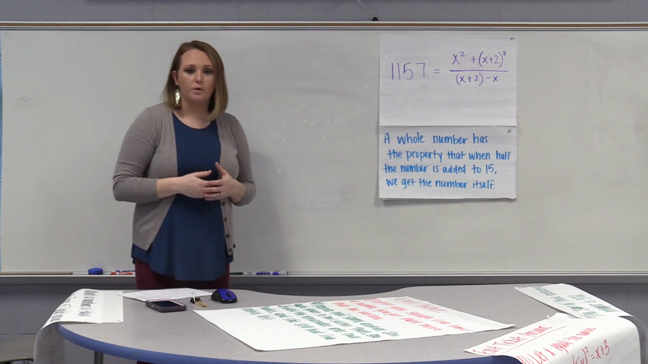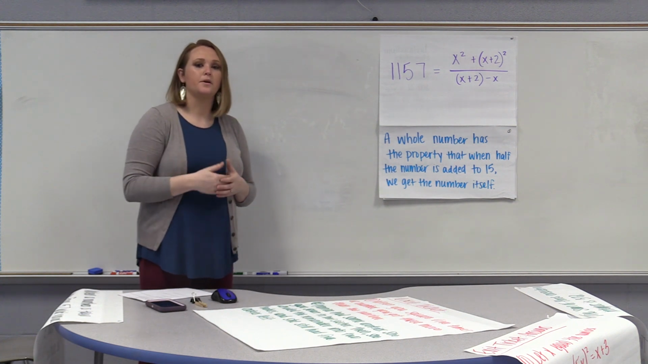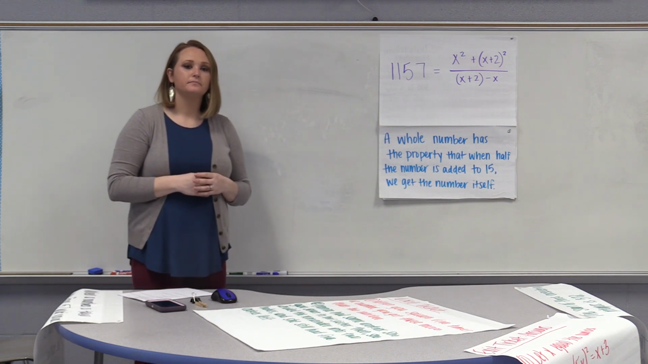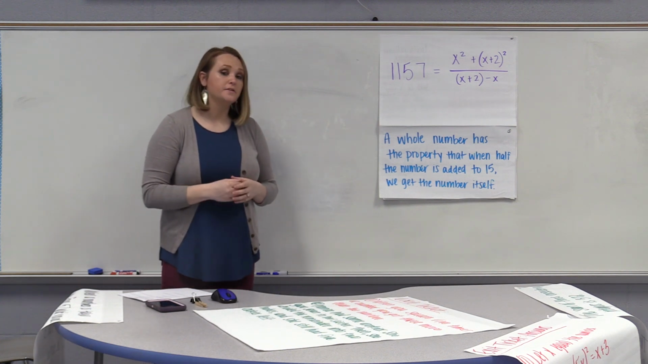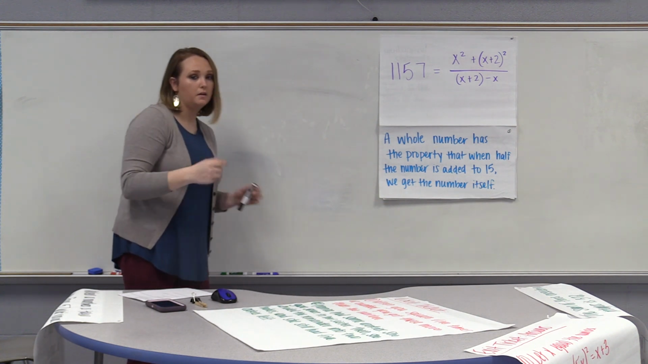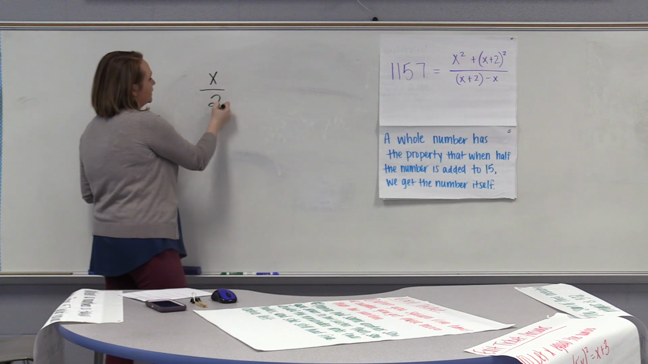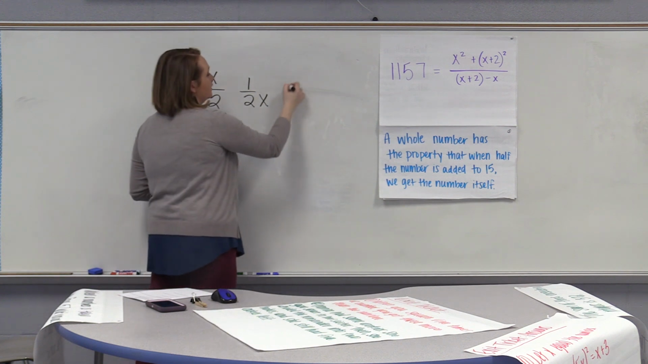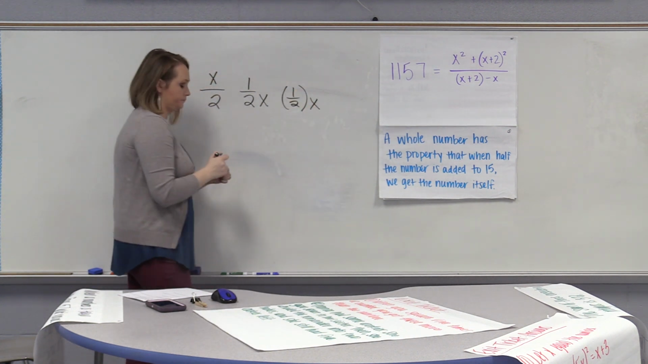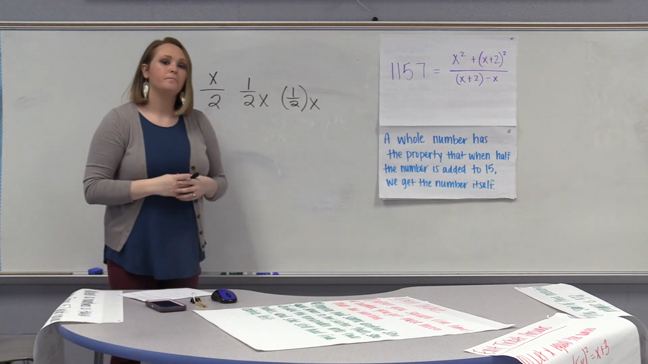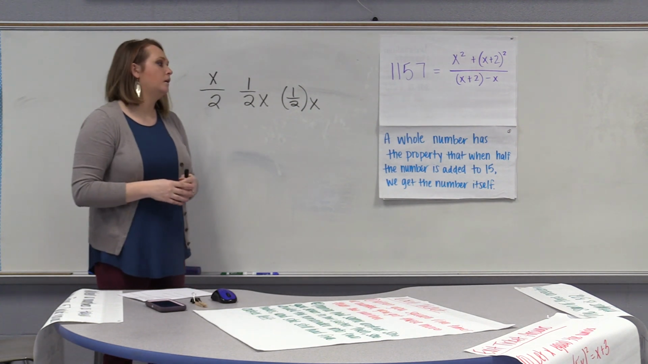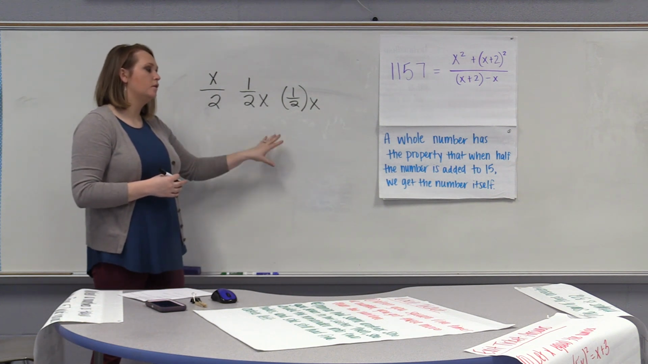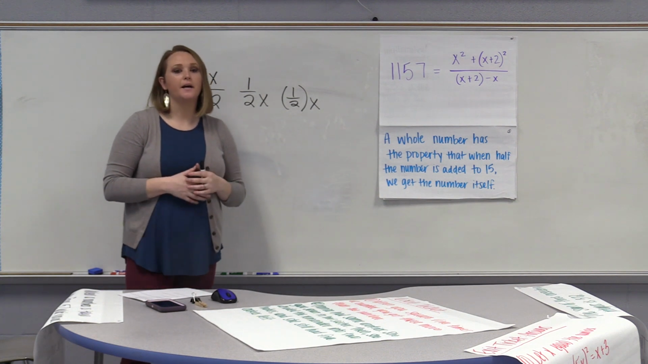Using x to represent the whole number, on your own, write half the number. Remember, you can often write expressions in more than one way. Your answer could have looked a few different ways. It could have looked like this: a number divided by 2, or 1/2 a number, or 1/2 times a number. All are appropriate responses. Now, let's write the entire statement. A whole number has the property that when half the number is added to 15, we get the number itself. Try to write the entire statement on your own.